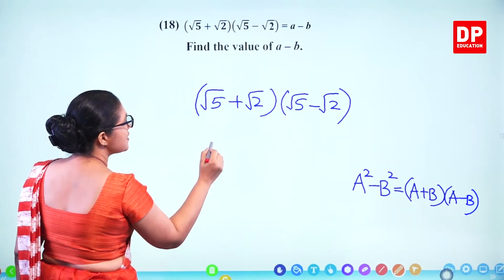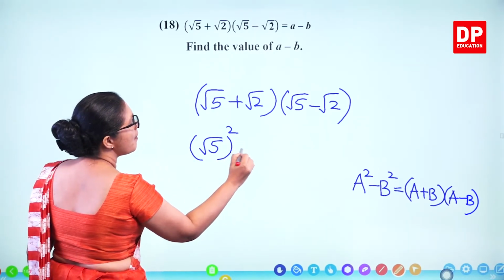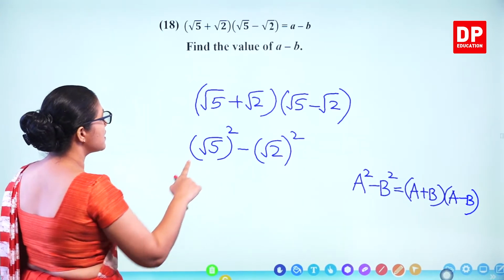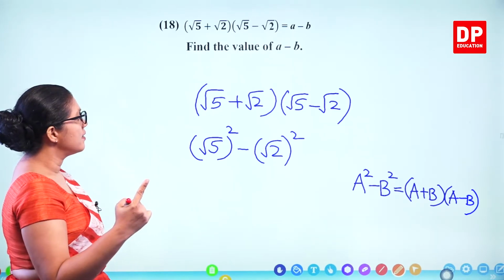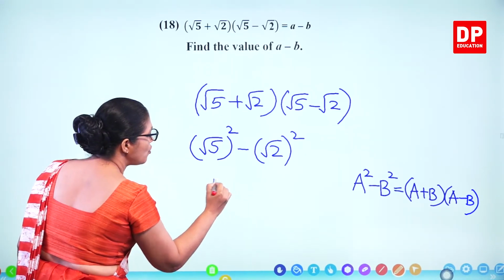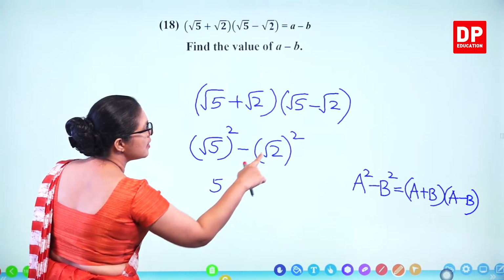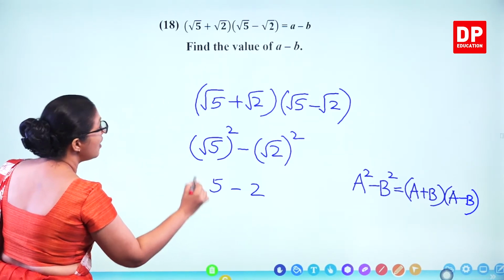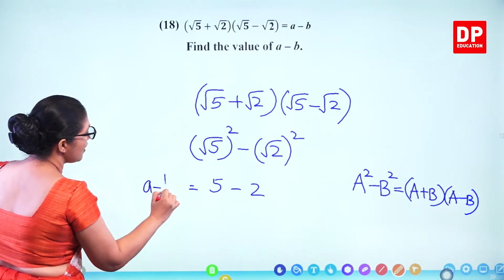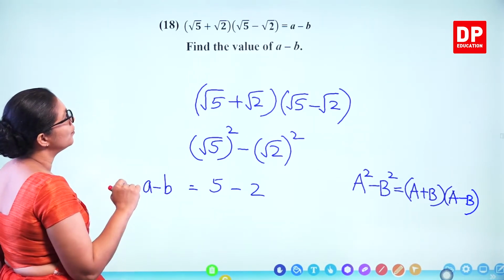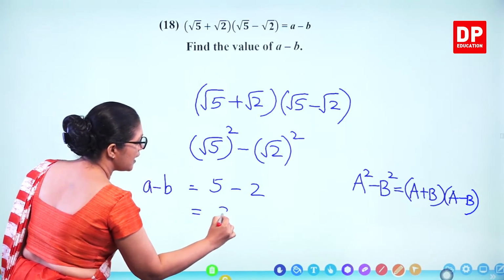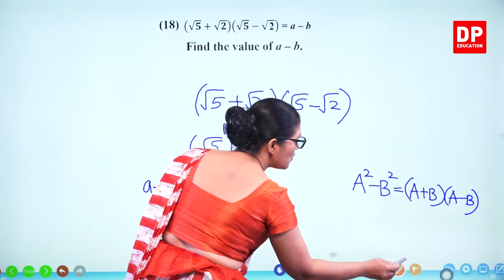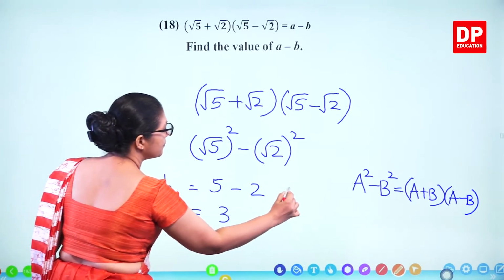What's that? First term squared minus second term squared. That's the answer. So what's root 5 squared? Root 5 into root 5, the roots get cancelled out, you get 5. This one you get 2. So 5 minus 2 is equal to A minus B. That means A equals 5, B equals 2. So what's the value? 5 minus 2, you get 3. So that's an easy one. You get 2 marks.